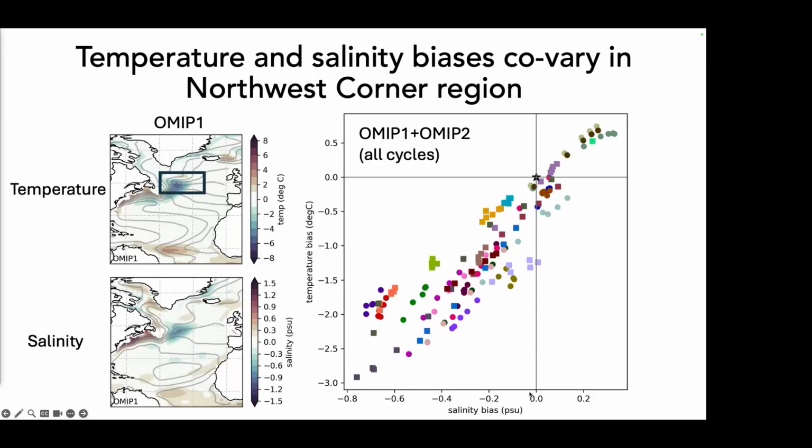And then, to prove that these things really go together: each of these dots is one cycle from one of the OMIP 1 or OMIP 2 simulations. On the x-axis is salinity bias; 0, 0 is where you have no bias. On the y-axis is temperature. And you can see a really, really clear relationship. This is in that North Atlantic Current region. So if you understand what's going on with the temperature bias, chances are it's going along with a fresh bias as well.